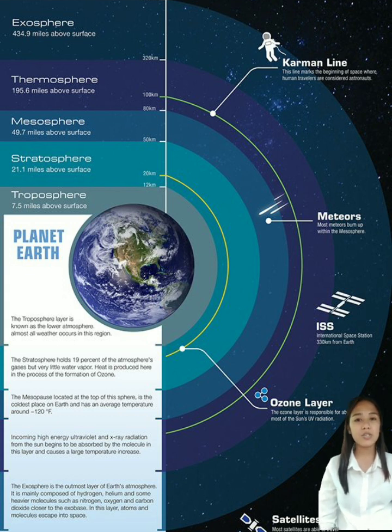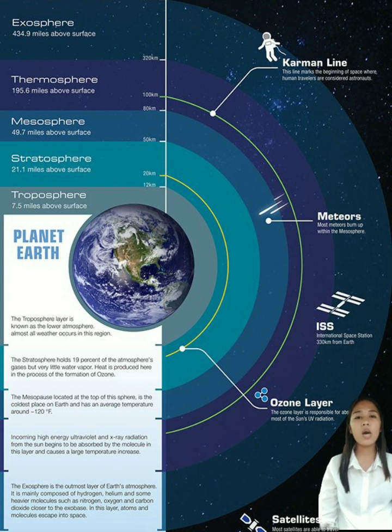Lastly is the exosphere. The exosphere is the outermost layer of Earth's atmosphere. It is mainly composed of hydrogen, helium, and some heavier molecules such as nitrogen, oxygen, and carbon dioxide closer to the exobase. In this layer, atoms and molecules escape into space.